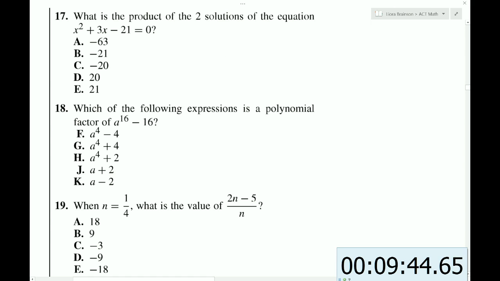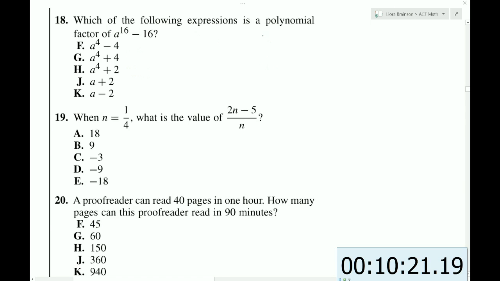So I may have to use the quadratic formula or solve it in my calculator. But if I remember the shortcut, that would be very beneficial here. So we have the sum and product formulas. The sum is negative b over a, and the product is c over a. So the product, so let's see, a, b, c. So a would be the coefficient here, would be 1, b would be 3, c is negative 21. So we're looking here for the product, so we do c over a, negative 21 over 1, that's choice B.